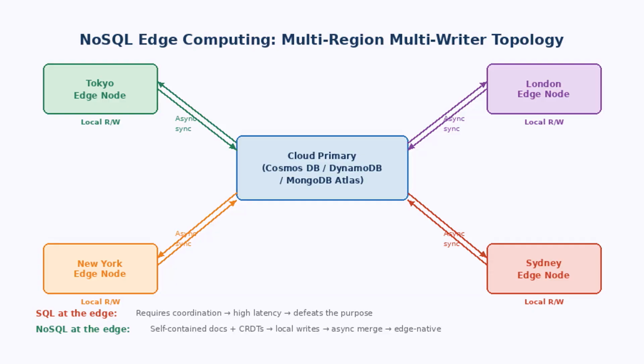Remember the 4 ACID guarantees? At the edge, each one creates a specific problem with no resolution. Atomicity. 2 nodes commit conflicting transactions independently. Both durably committed. You can't roll back either. 2 contradictory results with no undo mechanism across independent nodes.